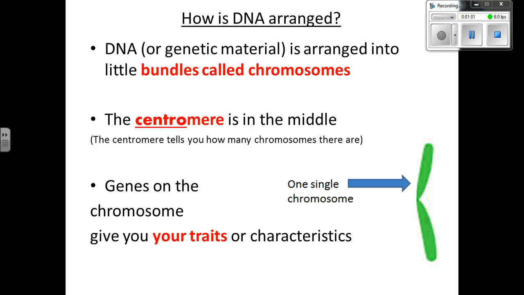The centromere just tells you really how many chromosomes there are. And within these chromosomes, you're going to find smaller segments of DNA called genes. Genes are the area of the DNA that's going to code for your traits or your characteristics.